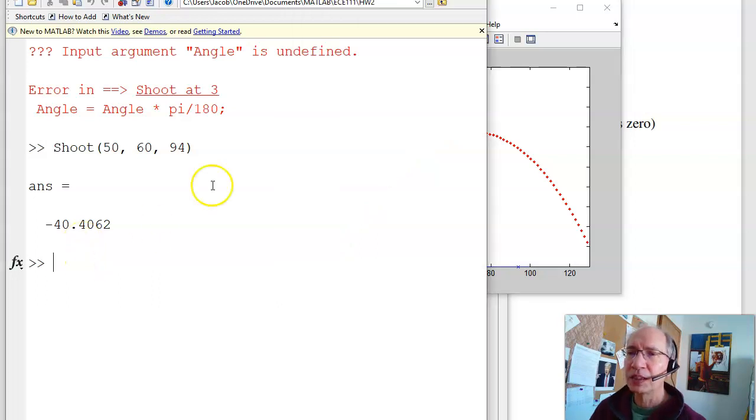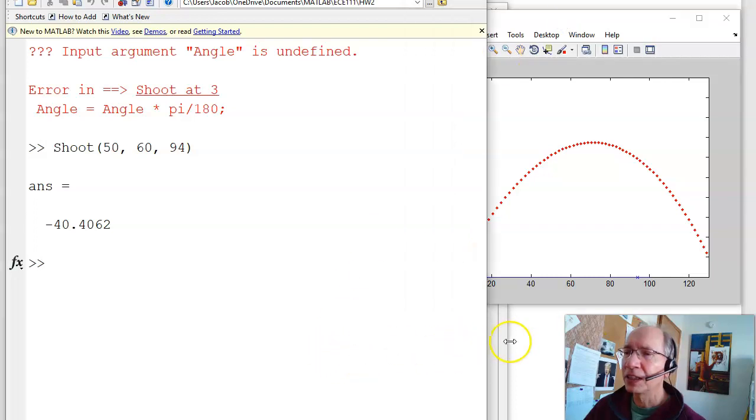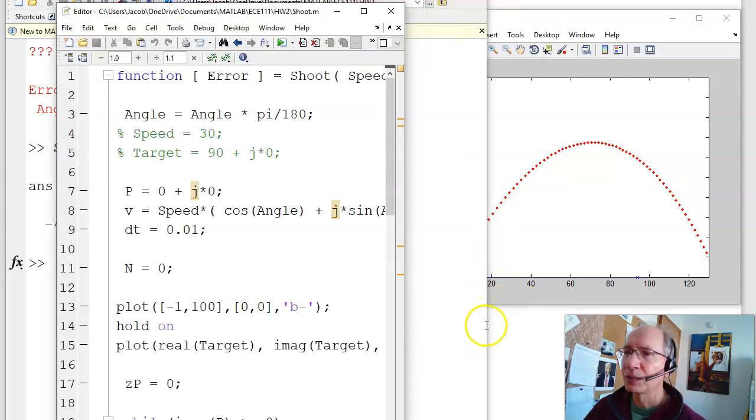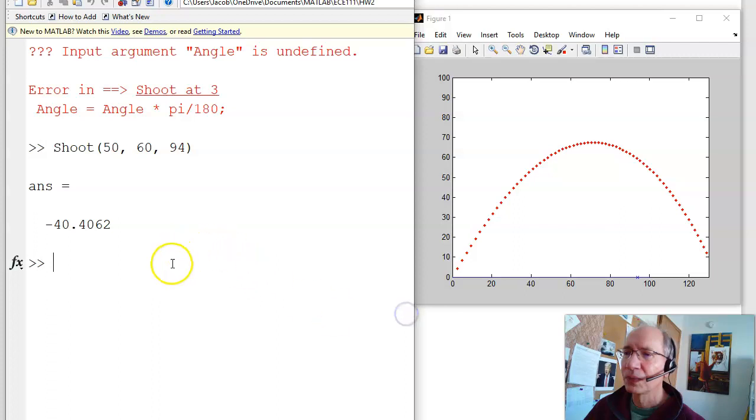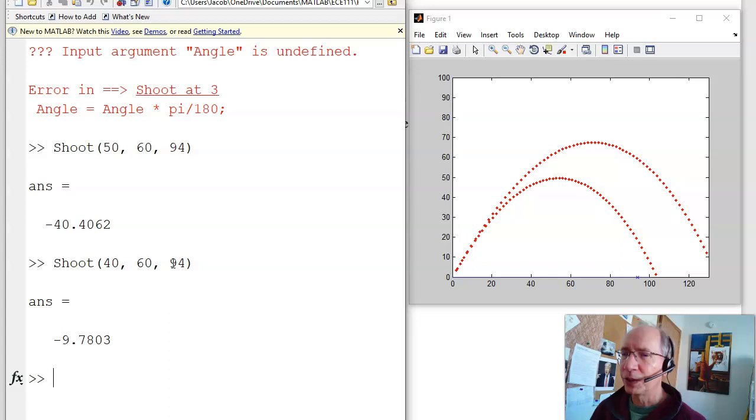Problem 6 is hit the target using trial and error. Just guess, guess again, guess again. So 50 meters per second was too fast. Let's try 40 meters per second. Okay, again, a little bit too far, so let's try 30 meters per second. You can guess, guess again, guess again. Guessing does work. There are better methods.